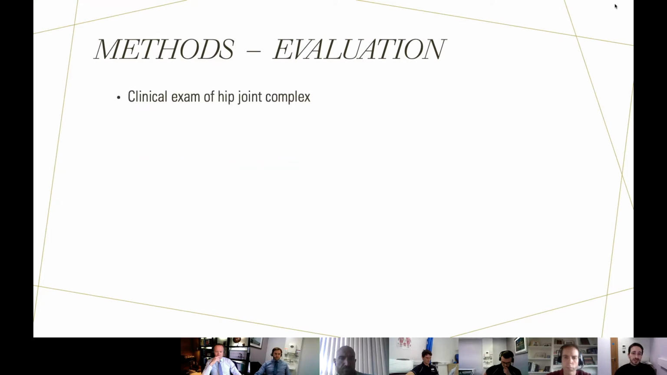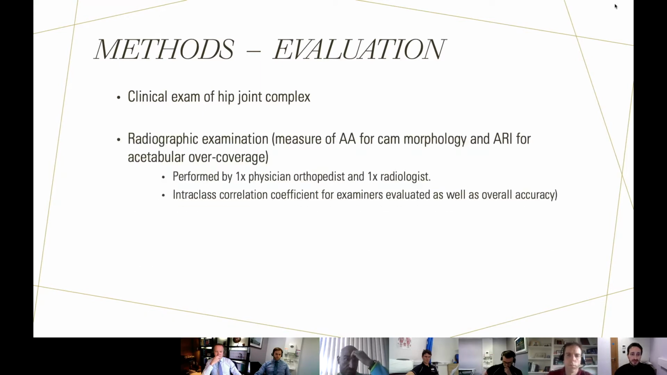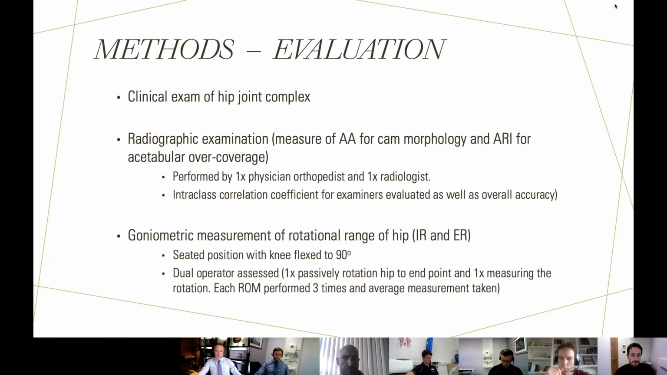The methods of evaluation then: a clinical examination of the hip joint complex was performed. A radiographic examination was performed in order to measure the alpha angle, which would represent cam morphology, and the acetabular retroversion index for a measure of the acetabular overcoverage. Both these were performed with the patient supine. The measurements were performed by one physician orthopedist and one radiologist, and an interclass correlation coefficient for examiners was also performed.